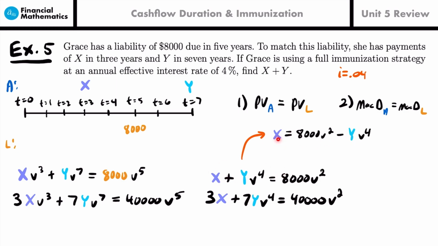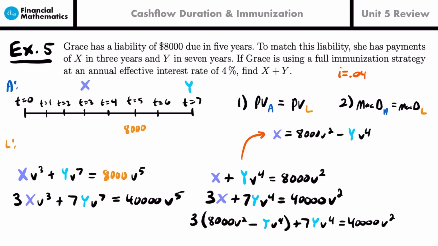Now we can plug what x is equal to in for x in this equation and solve for y. So if I do that, we'll have 3 times 8,000 v squared minus y times v to the power of 4 plus 7 times y times v to the fourth power, and that will be equal to 40,000 v squared. Okay, once again, I just replaced this x with what we found it's equal to. Remember that you need to multiply 3 by both of those values, not just the 8,000 term. You got to multiply by both of them because they are both part of what x is equal to.